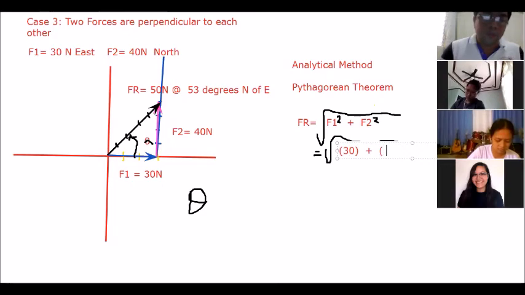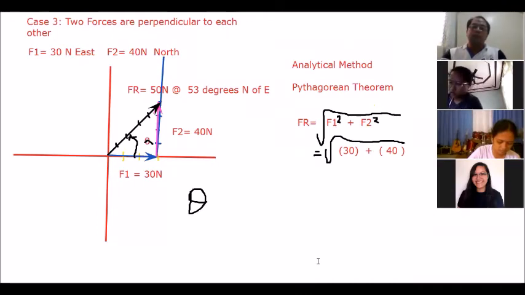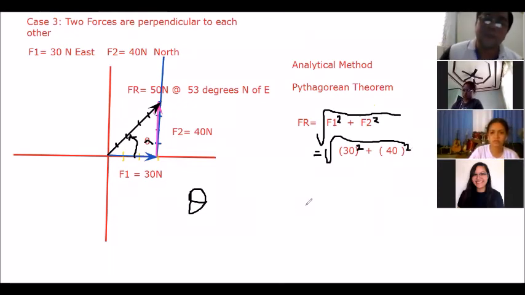Please don't forget to square. Then you'll have your 40 squared. And then you'll have the square root sign. Don't forget to square. So that will be 900. This one will be 1,600. Then you combine, that's 2,500. The square root of 2,500 is eventually equal to 50 newtons.